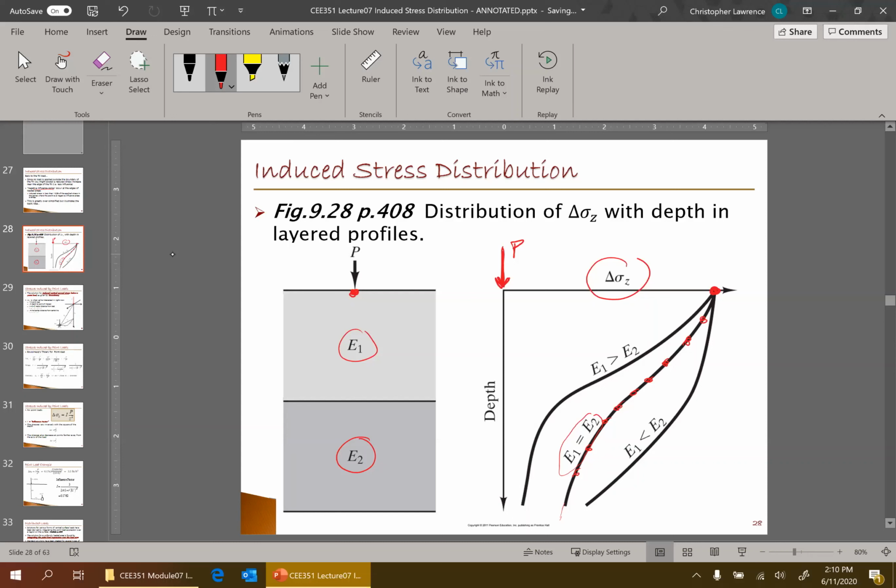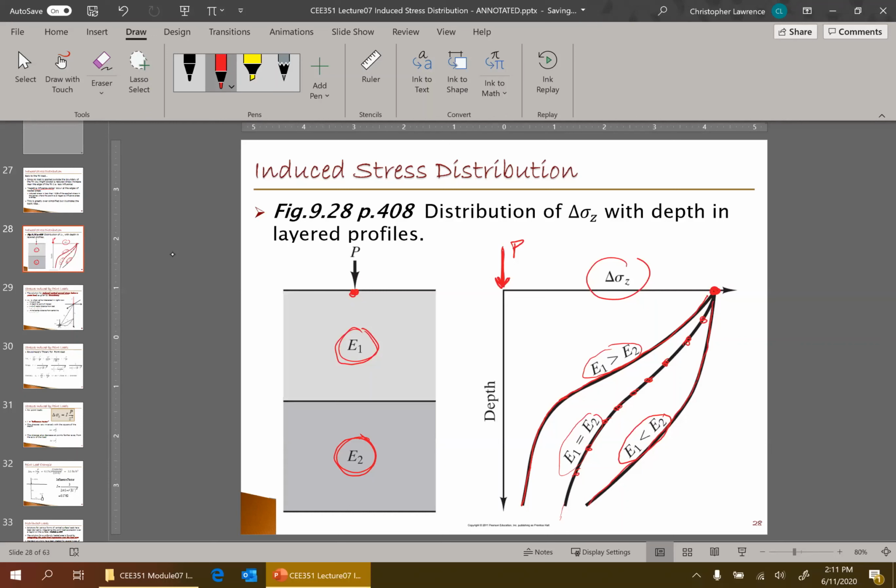Now, what if the top layer, E1, is stiffer than the bottom layer? That's right here. If the top layer is stiffer and stronger than the bottom layer, then pressures are dissipated even more rapidly. The asymptote comes a little quicker and eventually goes to zero. It's like the upper layer being stronger and stiffer is sort of protecting the lower layer. So pressures dissipate even more rapidly. However, if the upper layer is softer than the lower layer, then pressures extend down deeper and don't dissipate quite as rapidly with depth.